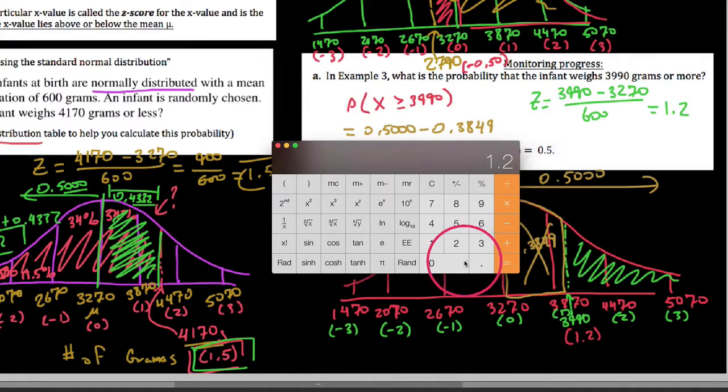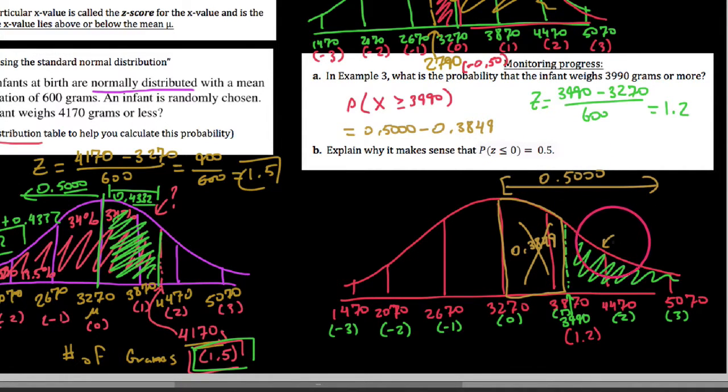That gives us 0.5 minus 0.3849, which gives us the remaining 11.51% that lies out here. So the probability that we randomly grab a child who was born greater than 3990 grams is not very good. It's only 0.1151.